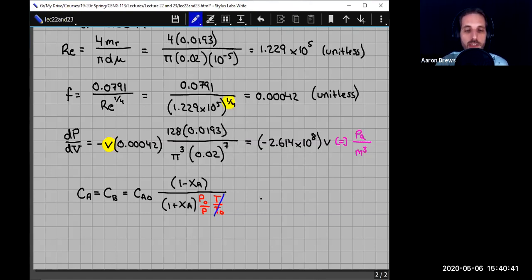However, now we can only get rid of this one because it's isothermal, but we have to keep the pressure term because it's no longer isobaric, right? The pressure term, the P that sits down in the bottom, this P is this P. And that P is now varying along the length of the reactor. So we can't get rid of that. We can't say that P0 is equal to P because this system is not isobaric.